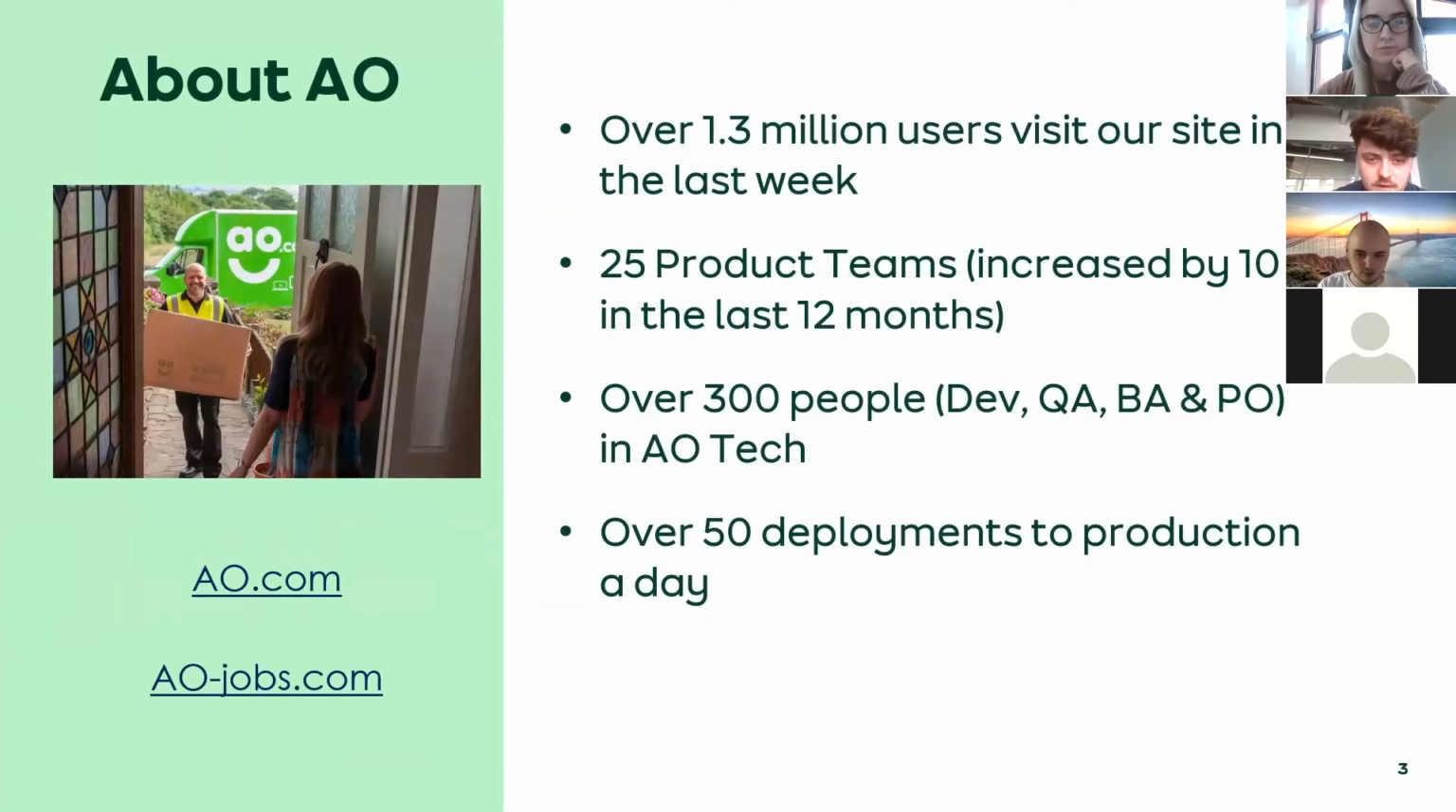So to give a bit of context to AO, in the last week or so, I got this stat yesterday morning, we've had 1.3 million users to our website. We have 25 product teams, so we moved to product recently from project, and that's increased by 10 in the last 12 months. So we've gone through some real growth. We've got over 300 people across AO Tech, and because we talk about continuous deployment, we do roughly 50 deployments every day into production.